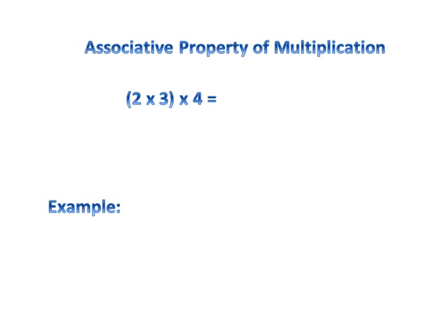So let's try the associative property of multiplication. The associative property of multiplication is when you have 3 or more factors. For example, in this one, 2 times 3 times 4. As you notice, there is a parenthesis outside 2 and 3. That means you have to do the one inside the parenthesis first.